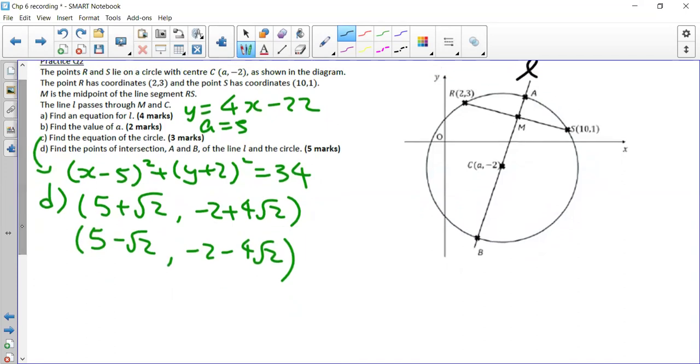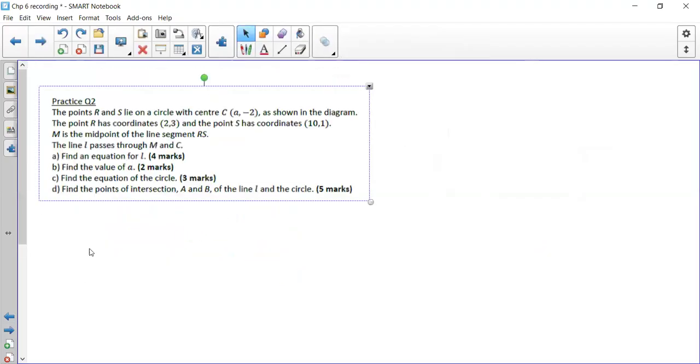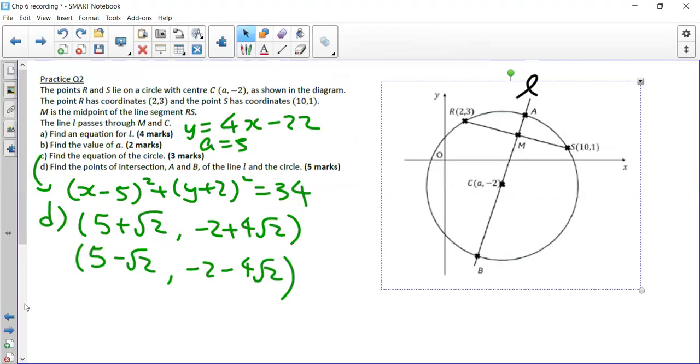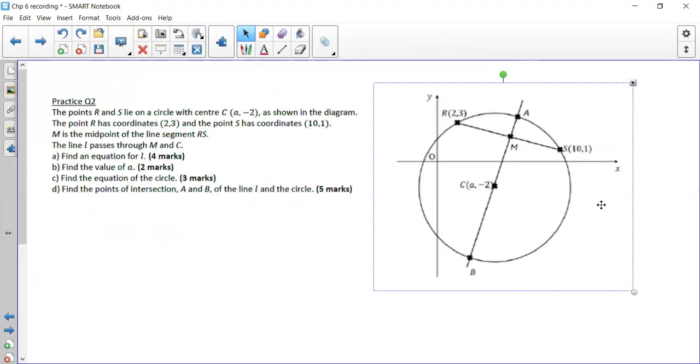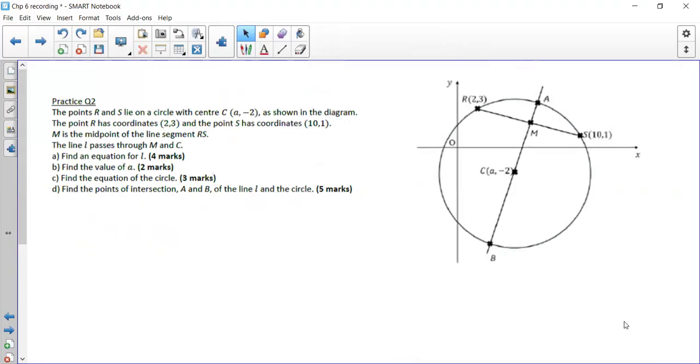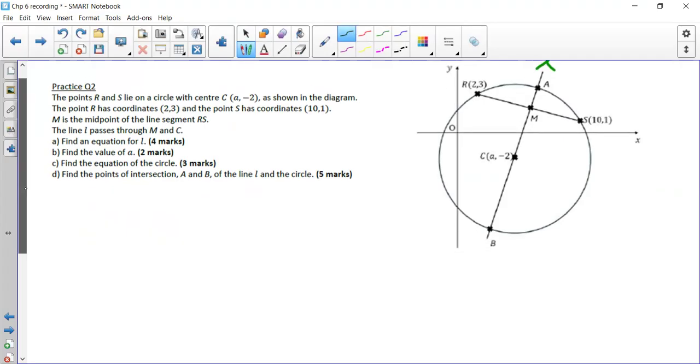Let me copy this question and bring it to the next page. It will be easier for us. Okay, so no distraction of the answers, just between you and me and the question. So we need the equation of L.